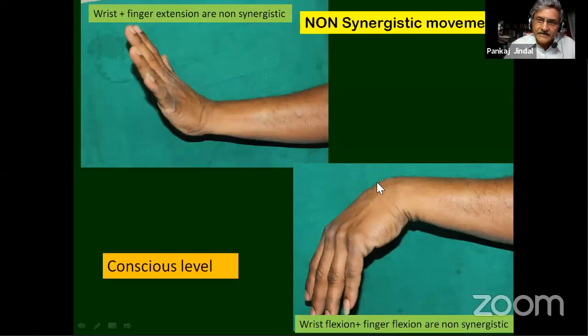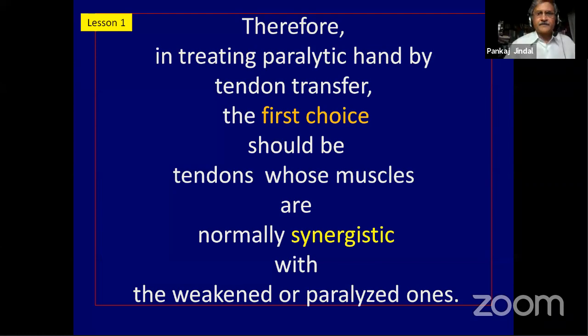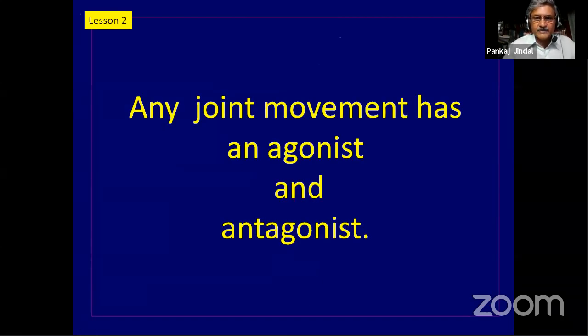Whereas there are other actions which can also happen, which are non-synergistic, like extension of the finger and extension of the wrist. Similarly, flexion of the finger and flexion of the wrist are non-synergistic actions. And what is the applied importance of this synergy? In treating a paralytic hand by tendon transfer, the first choice should be a tendon whose muscle is normally synergistic with the paralyzed muscles, and therefore choose a synergistic muscle as the first choice.